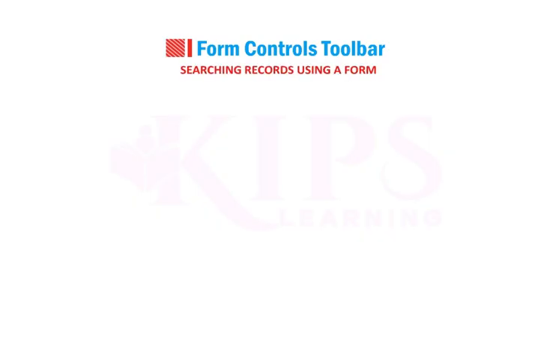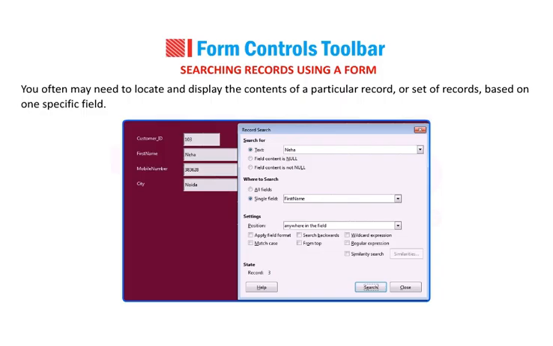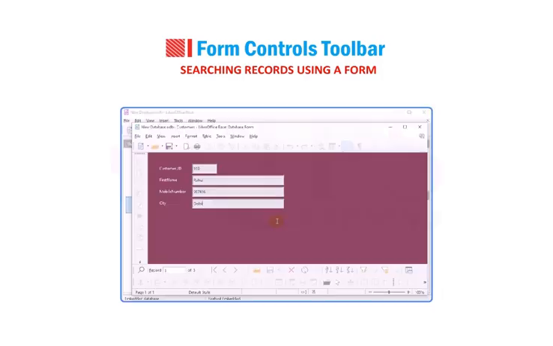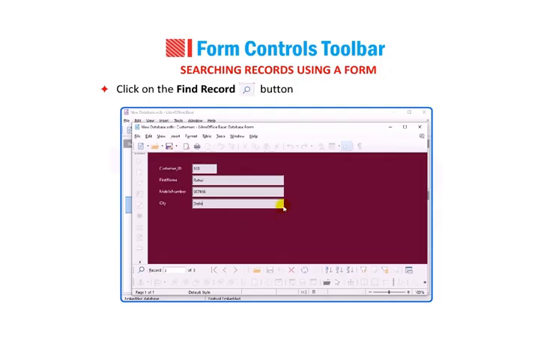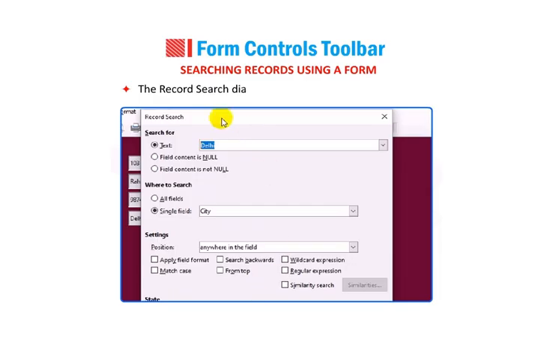Searching records using a form. You often may need to calculate and display the contents of a particular record or set of records based on one specific field. To search a particular record in a form, follow these steps. Click on the Find Record button on the form navigation toolbar. The Record Search dialog box opens as shown in the figure.